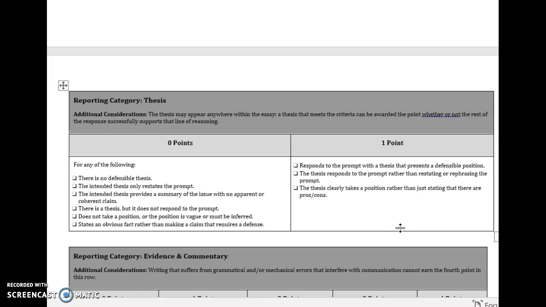And I think yes, I would absolutely give this kid the point for thesis statement. The thesis is where it needs to be, and it does what it needs to do. Great. So that's 1 point so far.